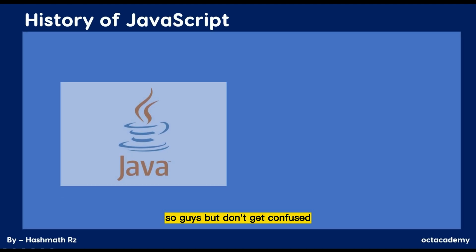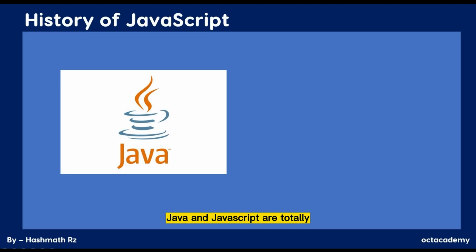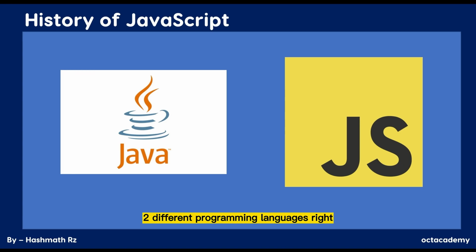So guys, don't get confused, Java and JavaScript are totally two different programming languages, right? There is not even a single connection between these two. The name JavaScript was given to this scripting language simply for marketing purposes, to capitalize on the popularity of Java at the time. By the way, because of this name change and the simplicity of the scripting language, JavaScript became popular day by day among developers.